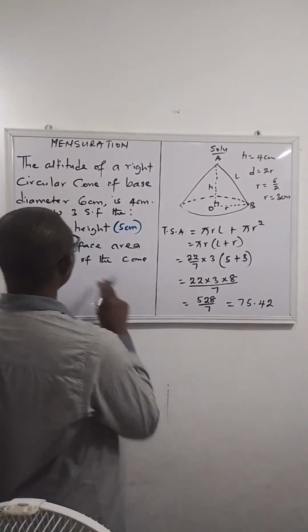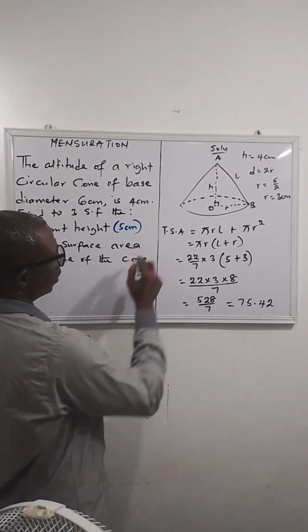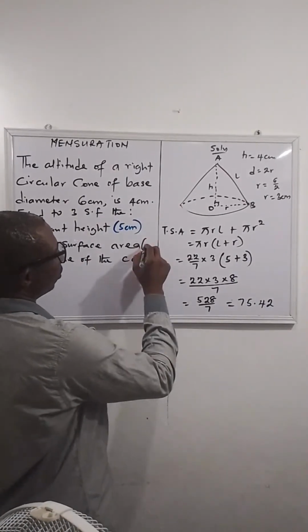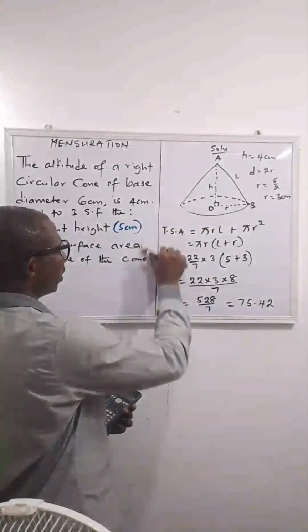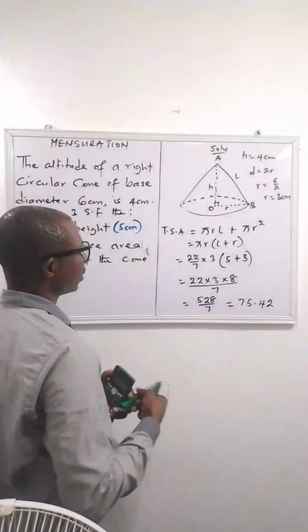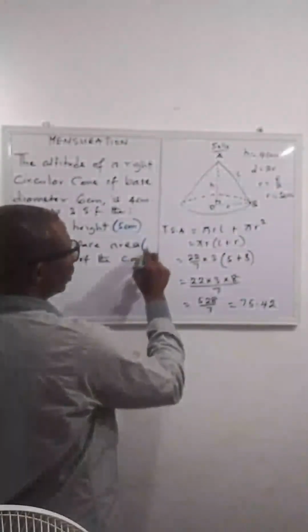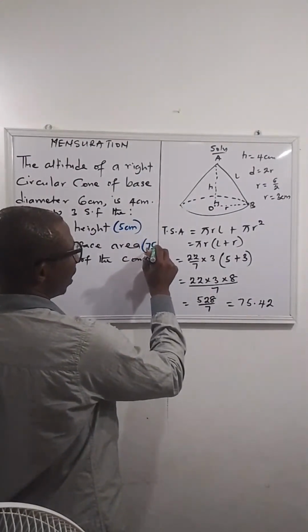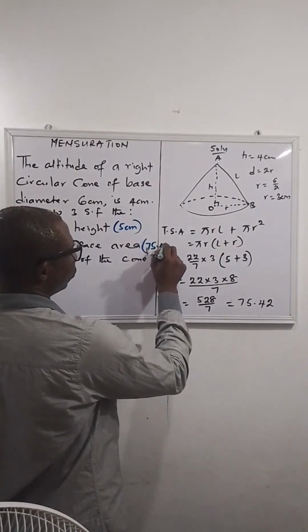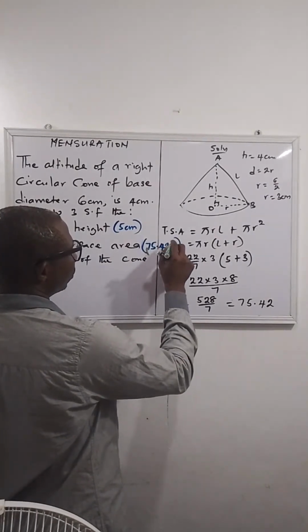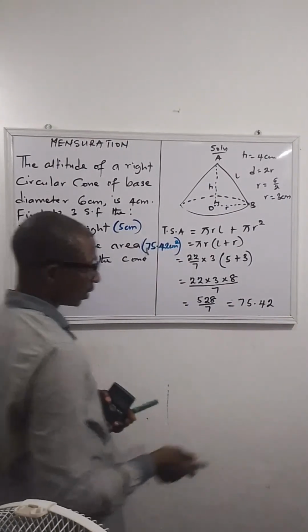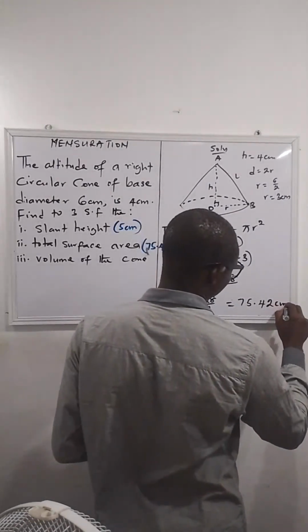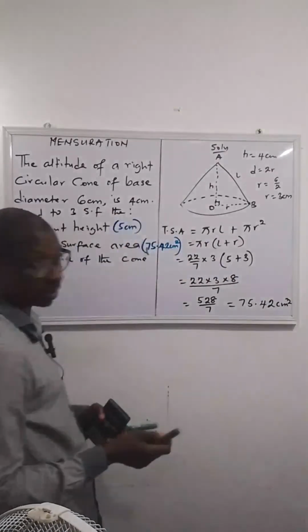So therefore, the total surface area here now is going to be what? The total surface area, or final answer, is going to be 75.42 centimeters square. You get that? So that is the answer to the problem. All right, so I hope you understand that.